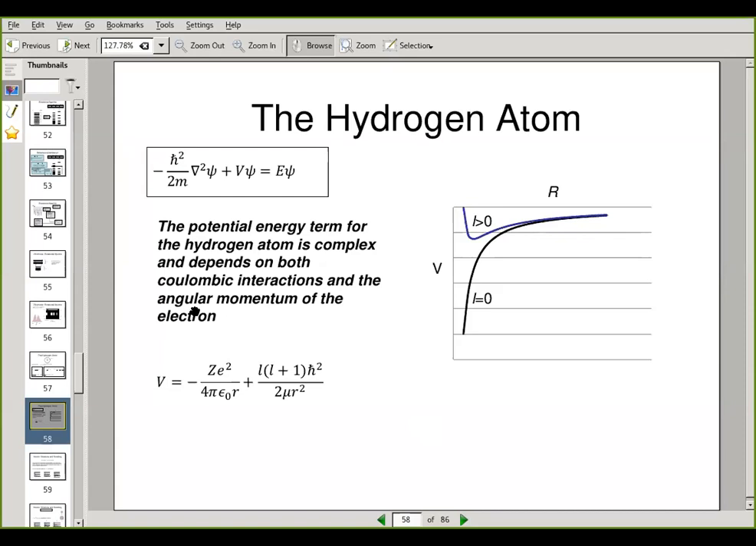So the form of the V part of the Schrodinger equation is quite complicated, and so it's a difficult problem to solve in terms of a hydrogen atom. But it is possible to solve the Schrodinger wave equation exactly, and to get exact wave functions out of it, and these are extremely useful to us.